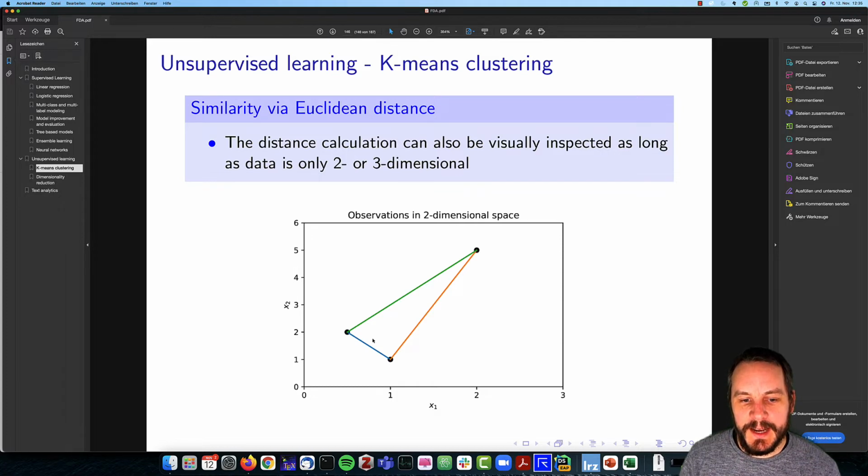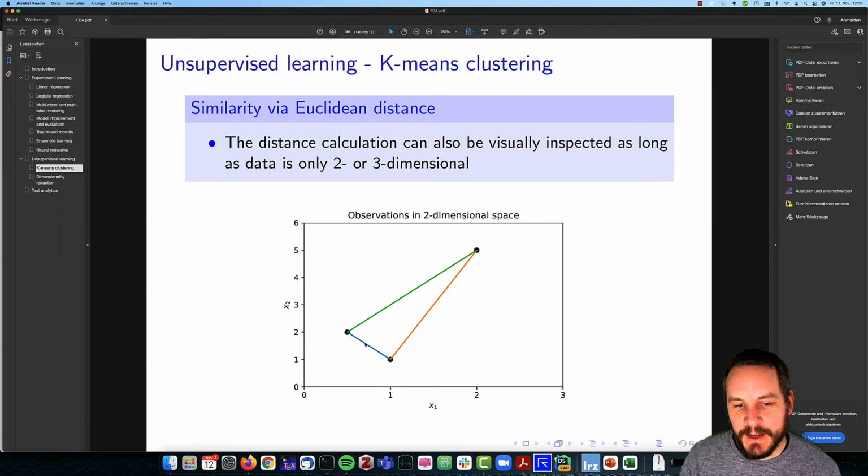Then what the clustering algorithm does is, for each point, it searches for the centroid with the least distance. So if we have a centroid here and a centroid here, obviously that point would be assigned to the cluster with that centroid here. The same holds true for that point with that centroid here.